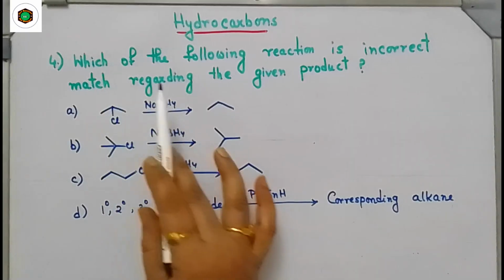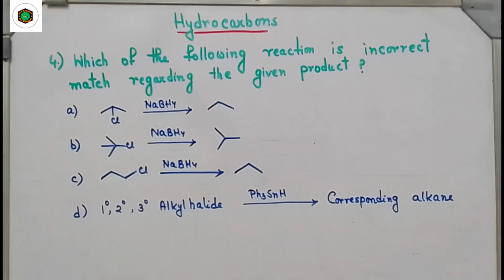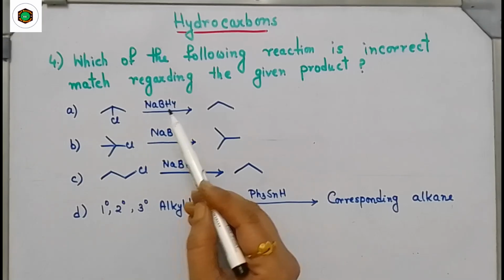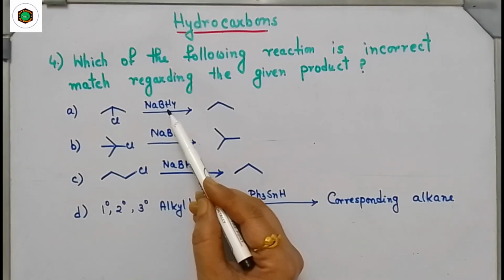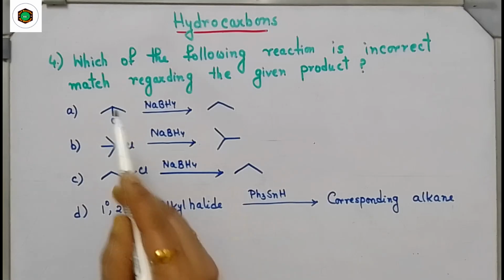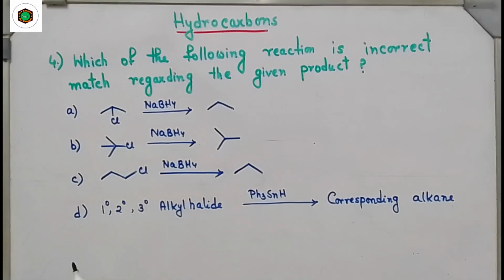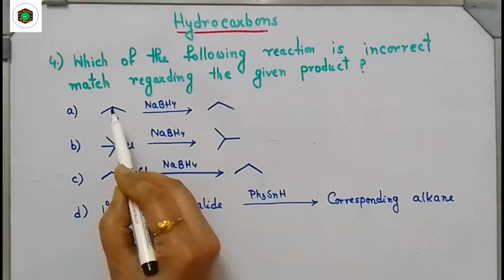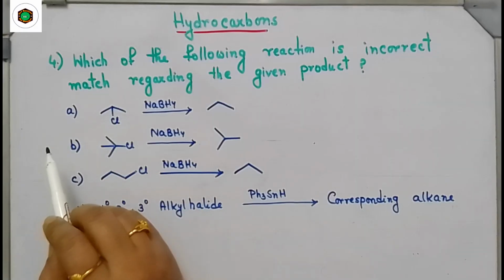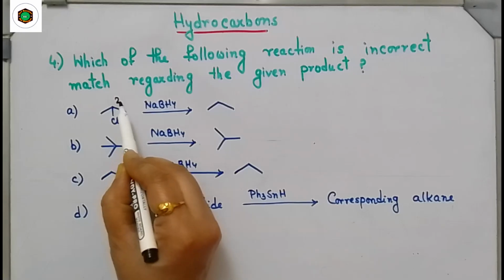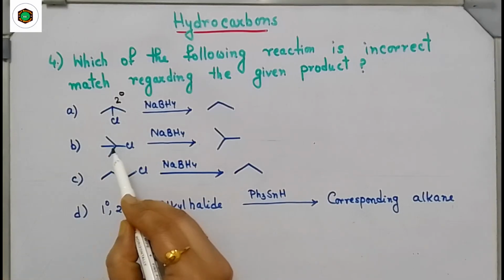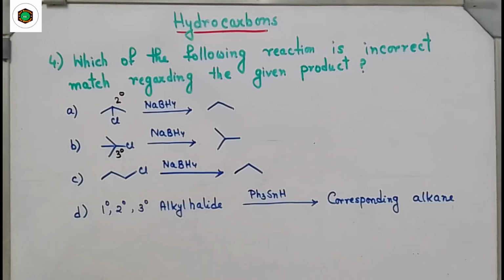Next question, which of the following reaction is incorrect match regarding the given product? Now see on the arrow it is given sodium borohydride, which is reducing agent. So these are alkyl chloride, means alkyl halide. With this carbon, since two carbon atoms are attached, so this is 2-degree alkyl chloride. With this carbon, since 3 carbon atoms are attached, so this is tertiary alkyl chloride. And since this carbon is attached with only one carbon, so this is 1-degree alkyl halide.